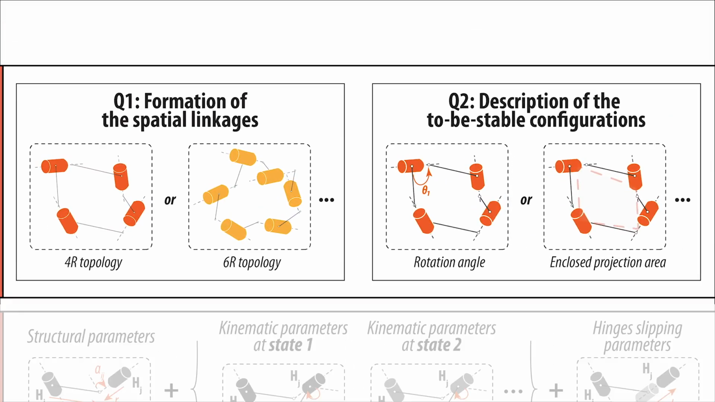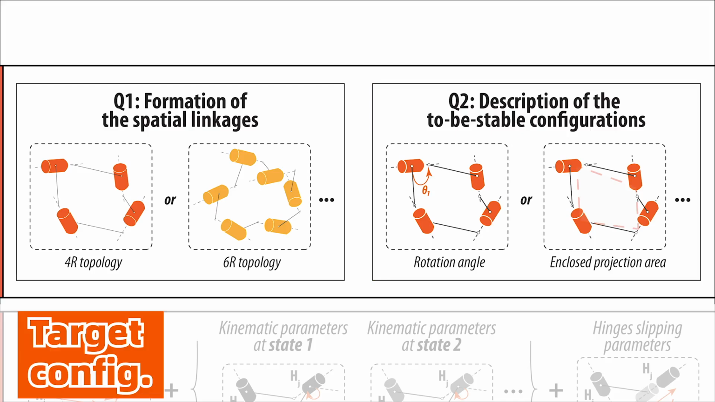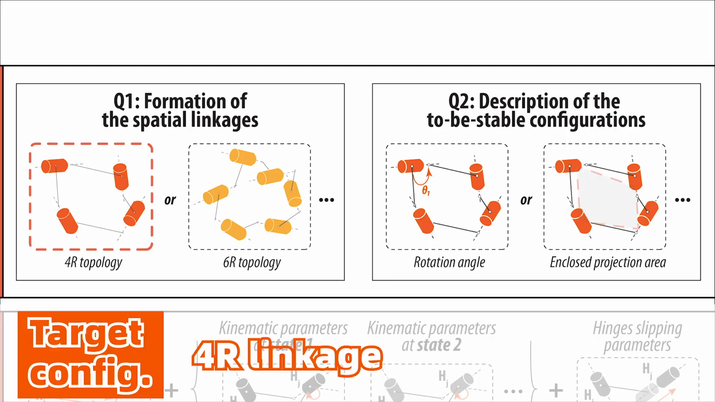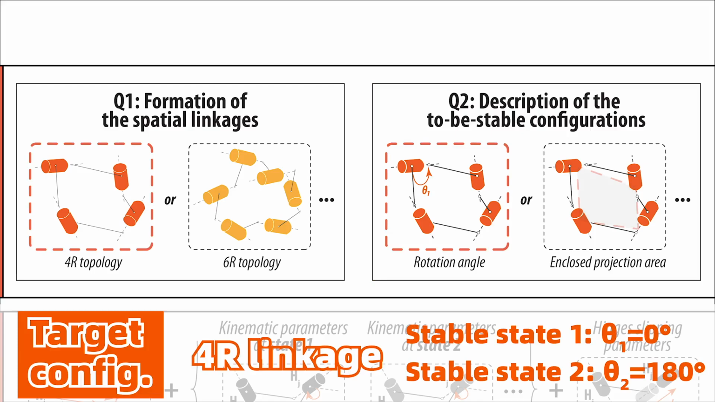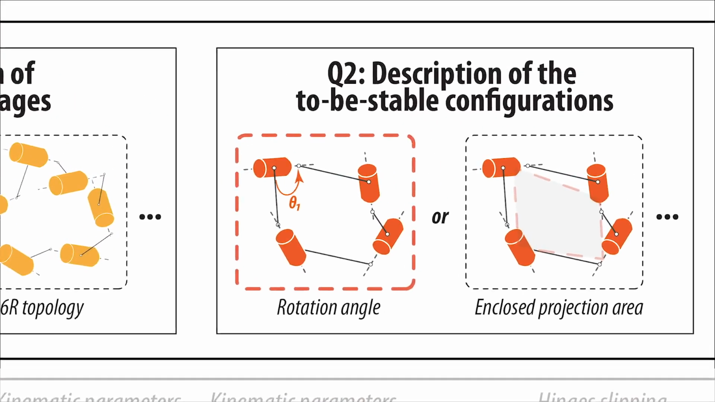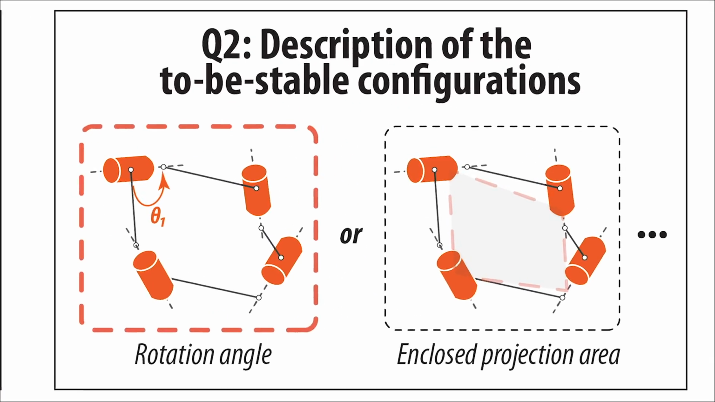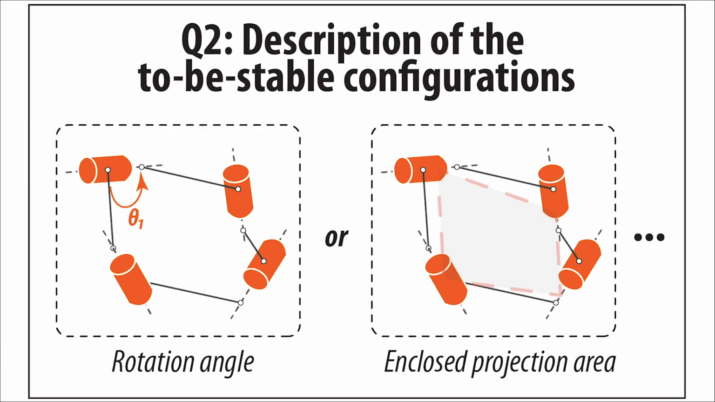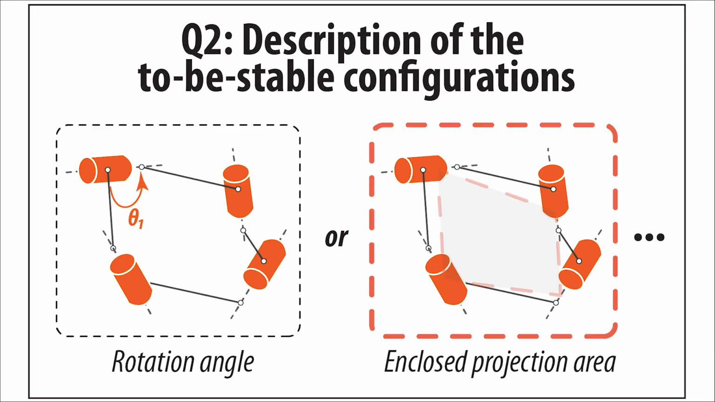Few things need to be determined in advance: the formation of the linkage, and the approach of the appointment. Let's just say you would like to have a 4R linkage with the stable states at 0 degrees and 180 degrees. Which suggests you use the angle to express the target configurations. But you can always turn to another approach, like the arc length or the enclosed area.